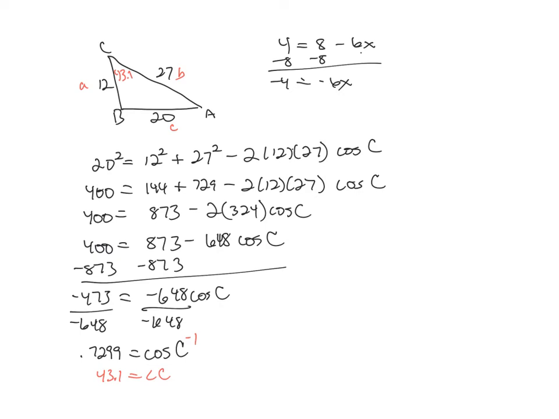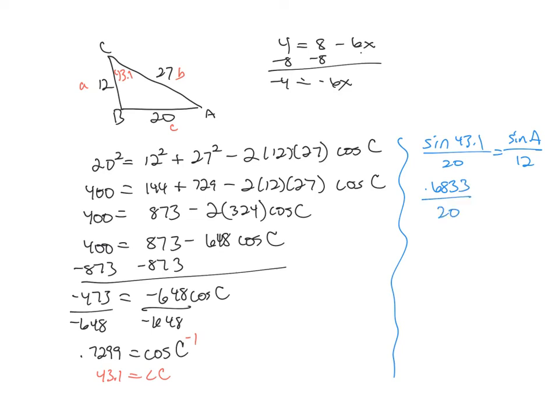All right, so now I have an angle across from the side. So to figure out one of the other ones, I can do sine of 43.1 over 20. And then let's find angle A. Sine A over 12. Okay, so sine 43.1, 0.6833 when you round it.